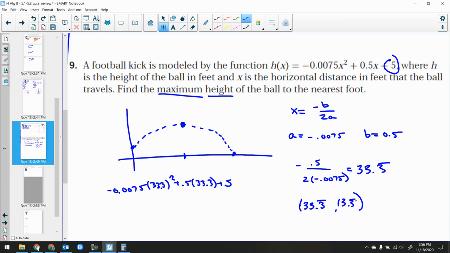13 1/3. 13 1/3 feet. So what's the maximum height? It's about 13 feet. Okay. Where does it happen? It happens at the x value of 33 1/3.